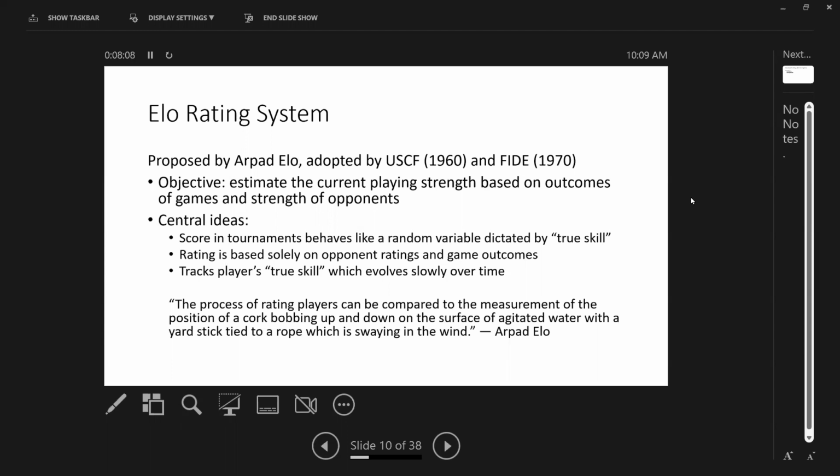This is a really difficult problem to solve, trying to find a reasonable rating system. And I really like this quote by Elo that says the process of rating players can be compared to the measurement of position of a cork bobbing up and down on the surface of agitated water with a yardstick tied to a rope which is swaying in the wind. There is so much variability and uncertainty. It's really hard. But they came up with something.